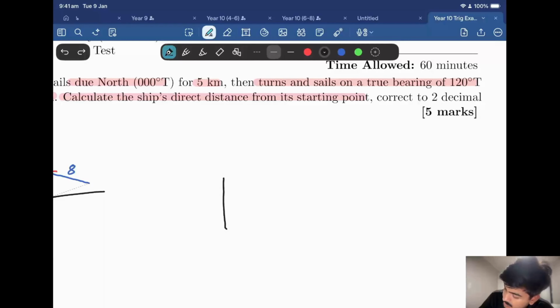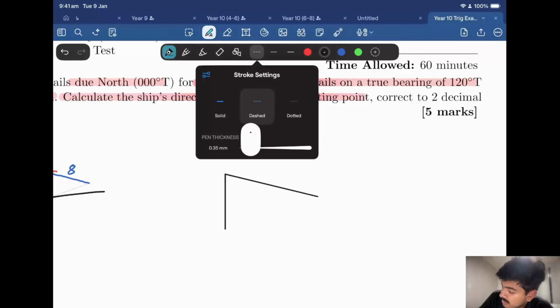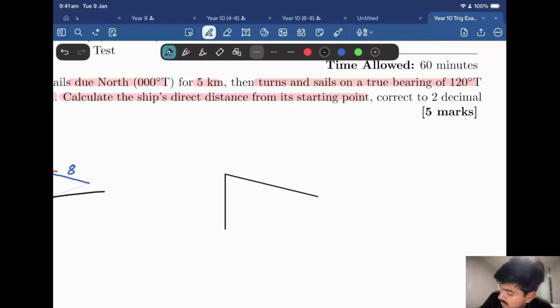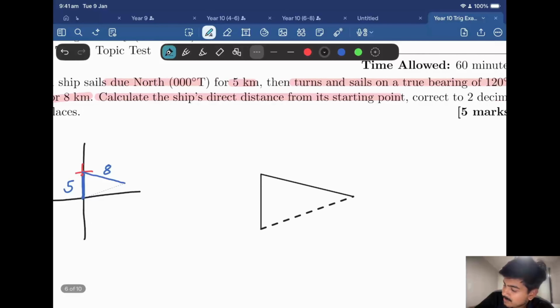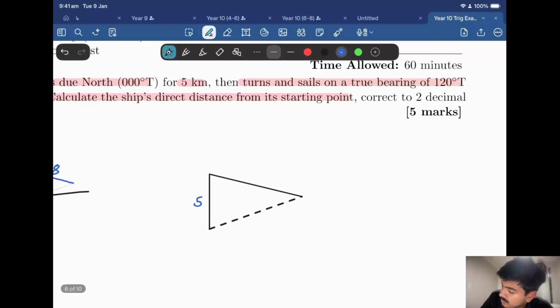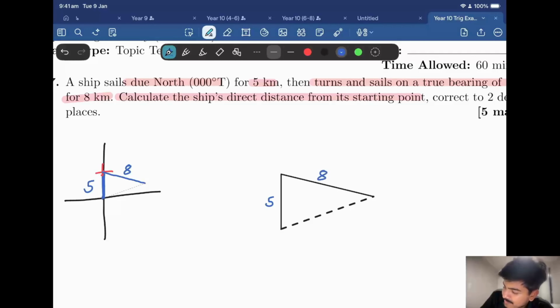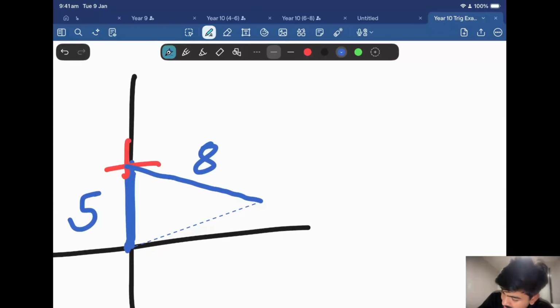So it sails north, then it goes 120 degrees, and we need to find this over here, right? What do we know in this diagram? Well, we know that this is 5. We know that this is 8. And we can also find this angle.